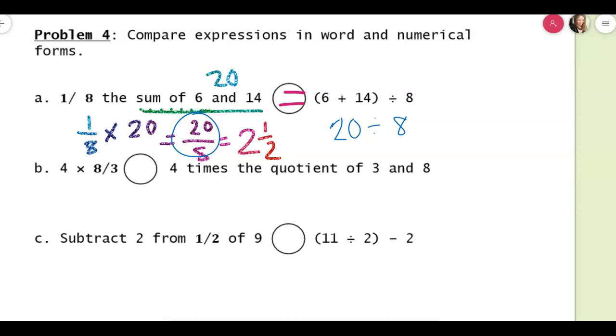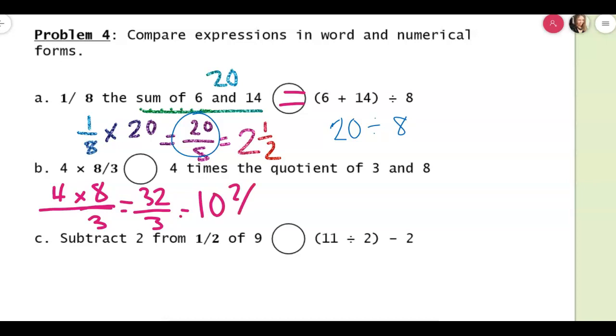We have 4 times 8/3. Well, that's easy enough to do because we've been doing these. That's 8, 16, 24, 32 over 3, which gives us 10 2/3. And we're going to do that versus 4 times the quotient of 3 and 8. Okay, well, I see one of those words. It says 4 times the quotient of 3 and 8.